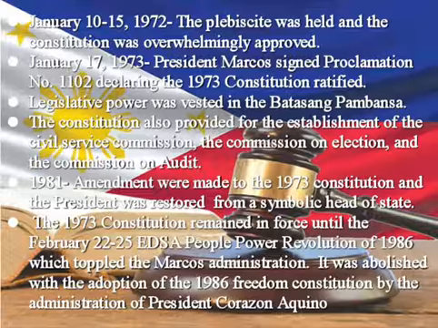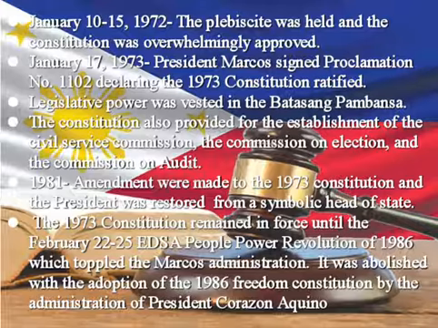Legislative power was vested in the Batasang Pambansa, and the Constitution also provided for the establishment of the Civil Service Commission, the Commission on Audit. In 1981, amendments were made to the 1973 Constitution, and the President was restored from a symbolic head of state.